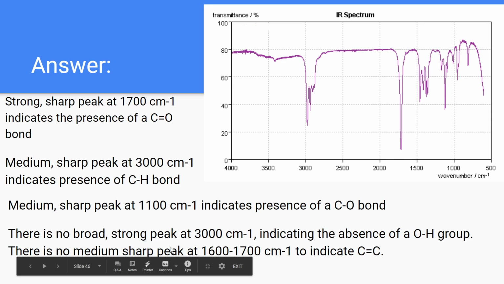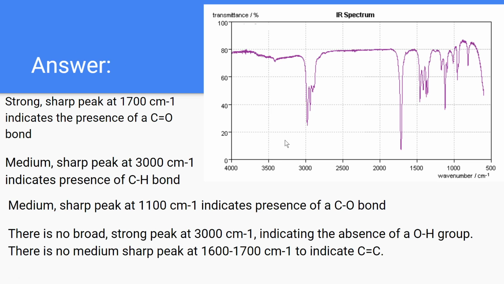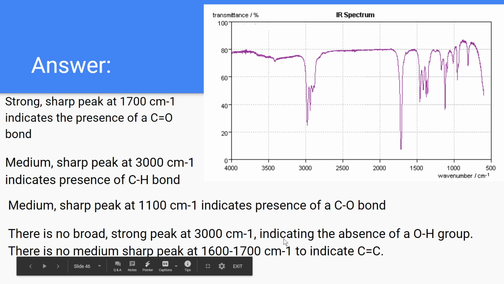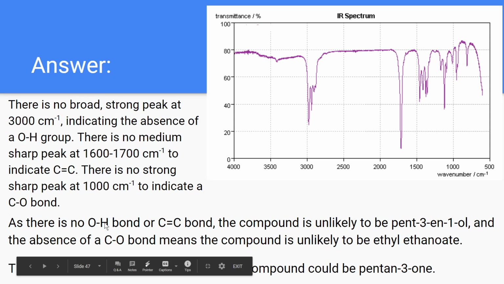There is no medium sharp peak at 1600 to 1700 to indicate there's a carbon-carbon double bond, meaning it's unlikely to be this one as well, this double bond here. So we can discount this molecule based on this lack of evidence for it here. As there is no OH bond or carbon-carbon double bond, the compound is unlikely to be pent-3-ene-1-ol.